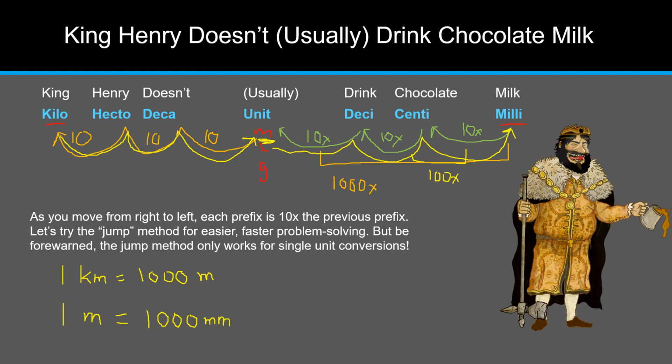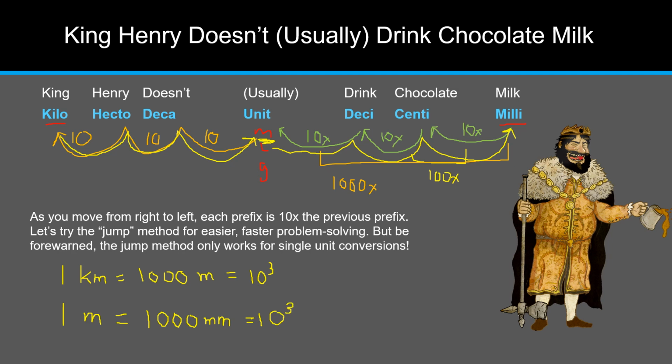Now we're going to get pretty fancy here when we start using our calculators, and 1,000 is the same as 10 to the third. So we're going to use exponents to make putting these numbers in the calculator just a little bit easier. So if you see 10 to the third, that's the same as 1,000 for us.